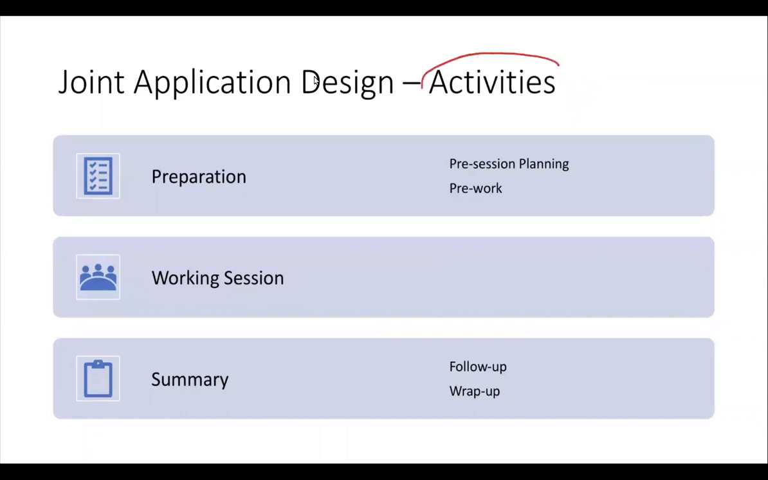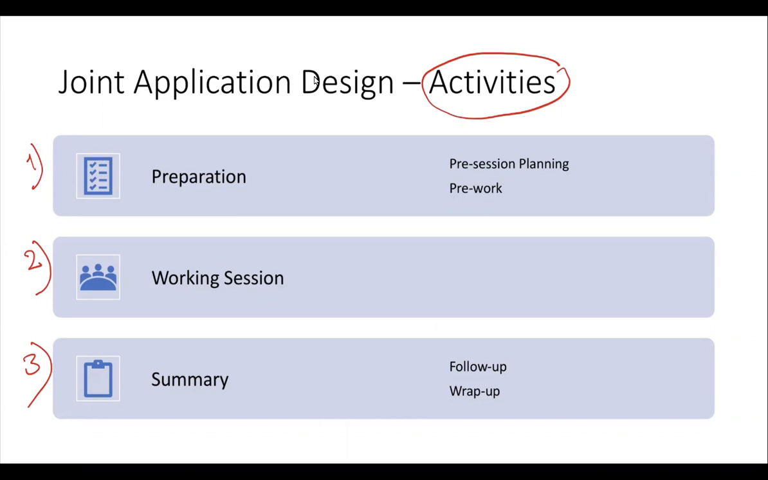Activities in JAD are 3 main activities. The first one is the preparation activity. The second one is the working session activity. And the third one is the summarization activity. Keep in mind, it's not just one workshop or session, it's multiple sessions, and in each of those sessions there will be a lot of brainstorming.